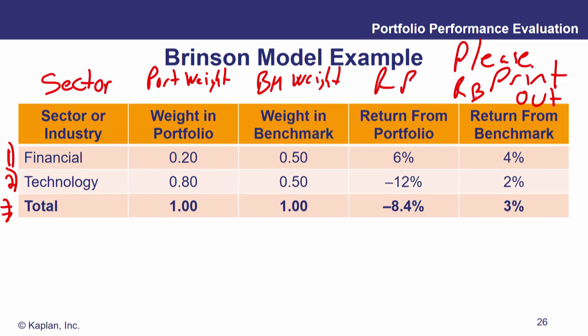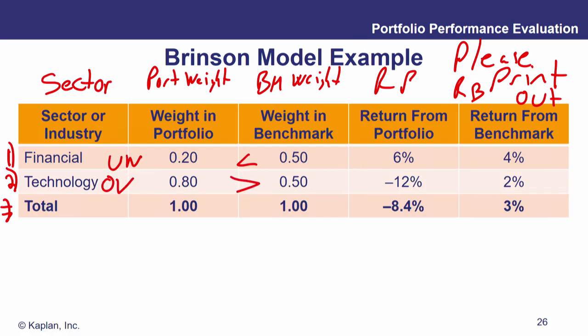So we look at the finance sector. The weight in the portfolio is 0.20. The weight in the benchmark is 0.5. So this is underweight. The portfolio manager decided to underweight financials. Now the return from the portfolio was 6%. The return from the benchmark was 4%. Okay, now let's look at technology. Weight in the portfolio was 0.8. The weight in the benchmark was 0.5. The portfolio manager overweighted technology.